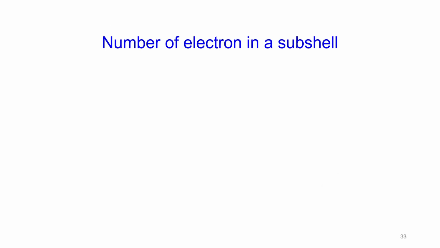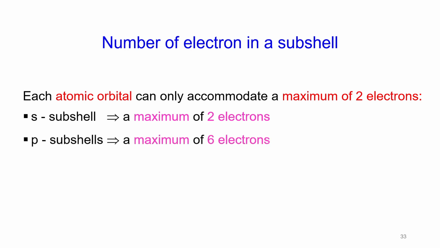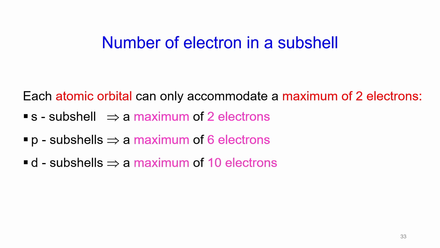Okay, alright. So number of electron in a subshell, each atomic orbital can only accommodate maximum of 2 electron. Jadi setiap atomic orbital dia boleh masuk 2 electron. Jadi kalau subshell kita ada S, jadi S dia cuma boleh masuk 2 elektron. Kalau P 6. Kenapa P 6? Because P ada Px, Py dan juga Pz. Kalau D maksimum 10 elektron. Kenapa 10 elektron? Because dia ada 5 orbitals, okay? Jadi 5 orbital ini 5 kali 2 kita boleh masuk 10 elektron.